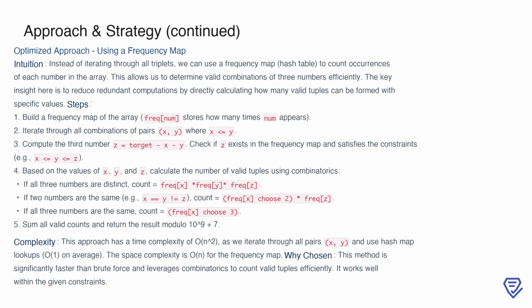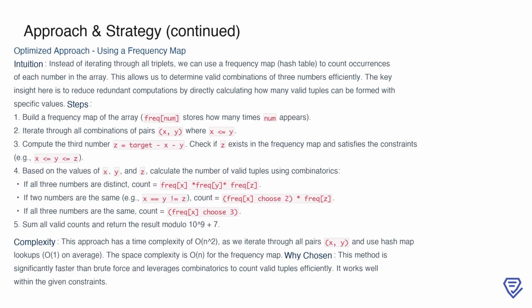A more efficient solution involves using a frequency map to count occurrences of each number in the array. This approach reduces redundant calculations by allowing us to directly determine how many valid tuples can be formed with specific values. The process begins by building a frequency map where each key represents a number in the array, and its value indicates how often that number appears.